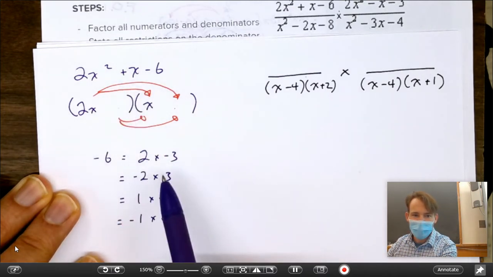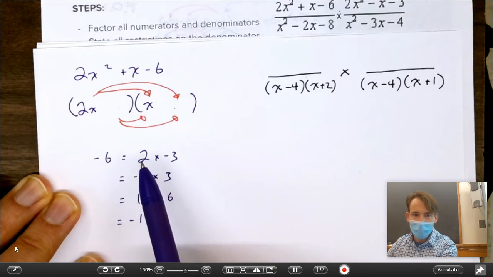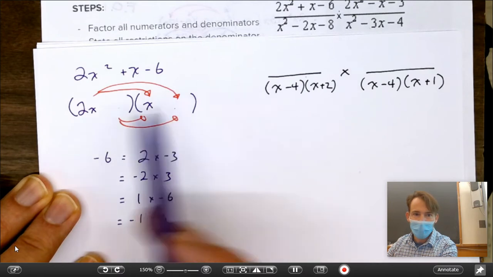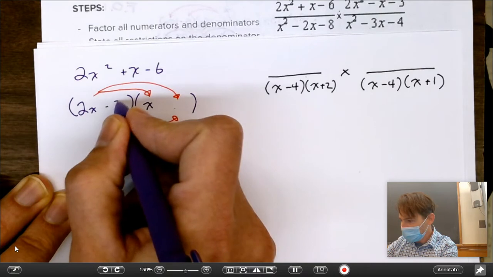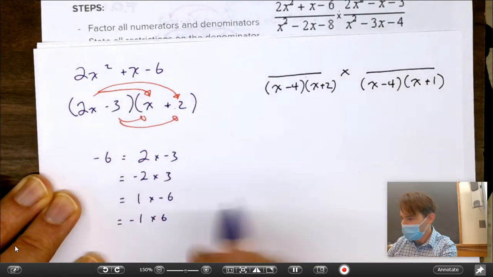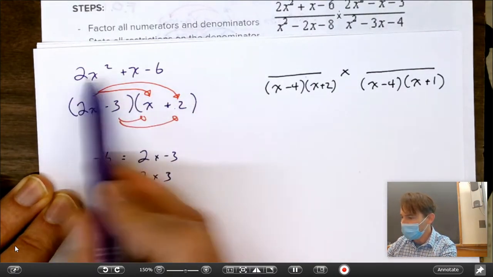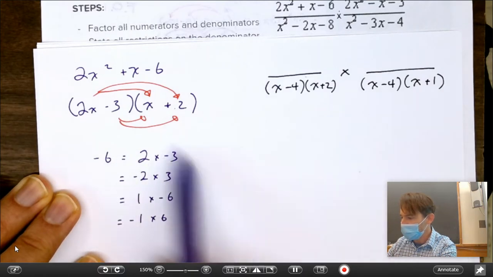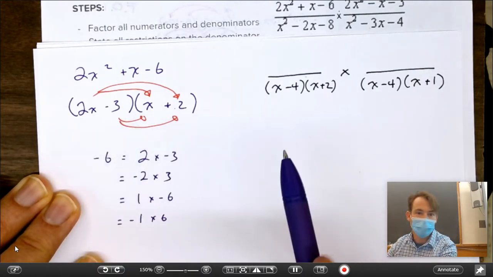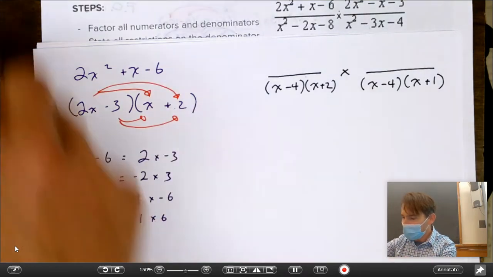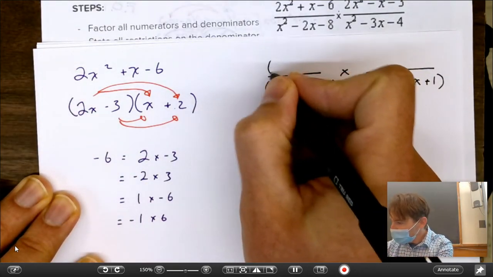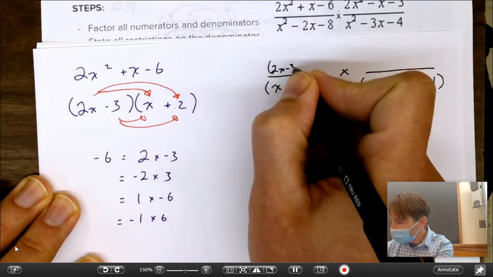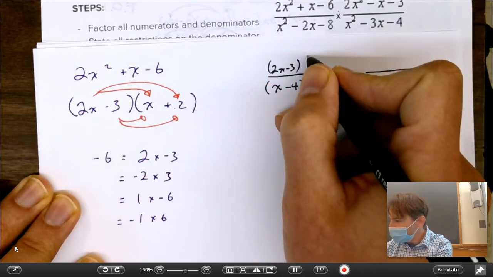So that doesn't work. Let's try 2x times -3. Okay, so let's take the 2x, put it there. That will give me 2 times 2, that would be 4, and then -3. There it is. -3 plus 4 gives +1. Now you'll see that this factors into that, and I just had to play with this list of numbers to find those. Okay, so I can put that in as this trinomial factored: 2x minus 3 multiplied by x plus 2.